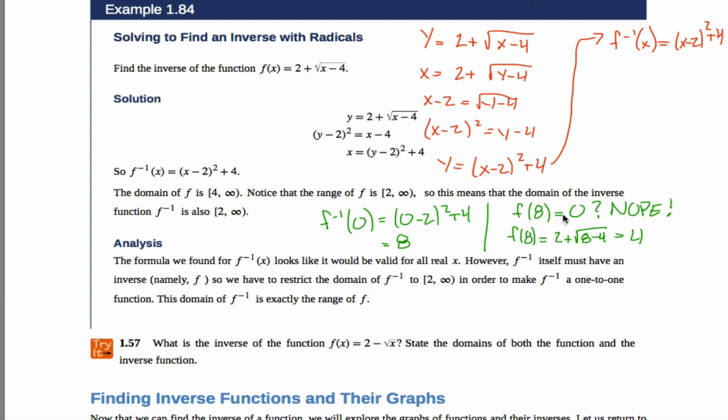f of 8 does not equal 0. Wait, what happened there? f inverse of 0 equals 8, but f of 8 does not equal 0? It seems like something went wrong. So go back and check these steps. We must have made some algebraic mistake or something.